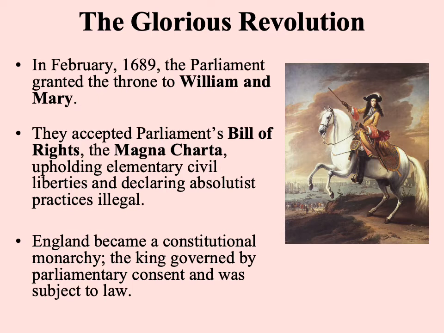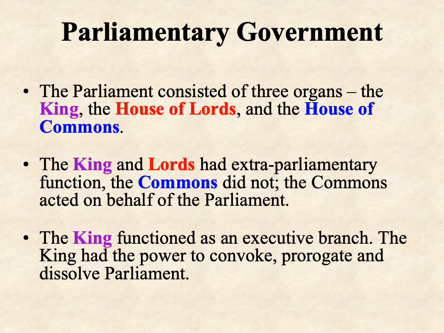So, England now a constitutional monarchy, meaning also that we have parliamentary government, right? The Parliament actually consists of three organs, of which the king is one. The other two bodies being the House of Lords and the House of Commons. Right? So it's kind of the idea that the king does have certain functions that work within the framework of the Parliament.